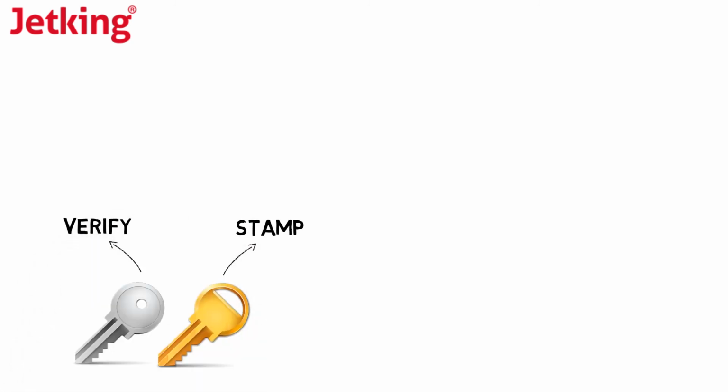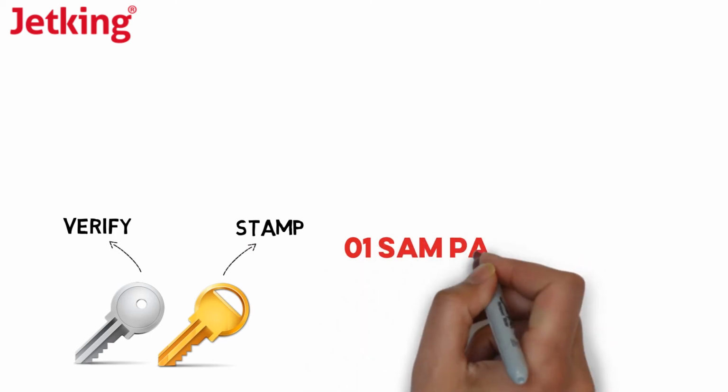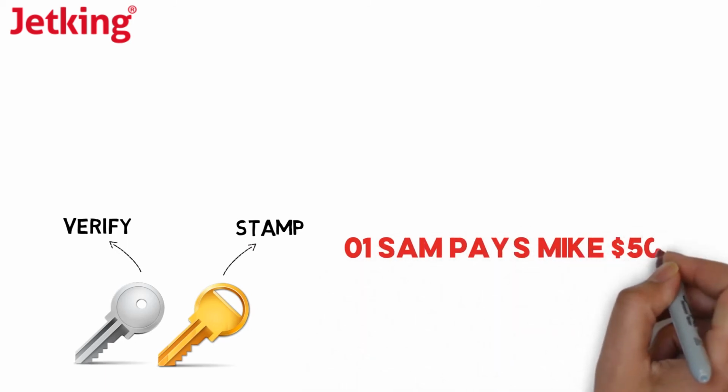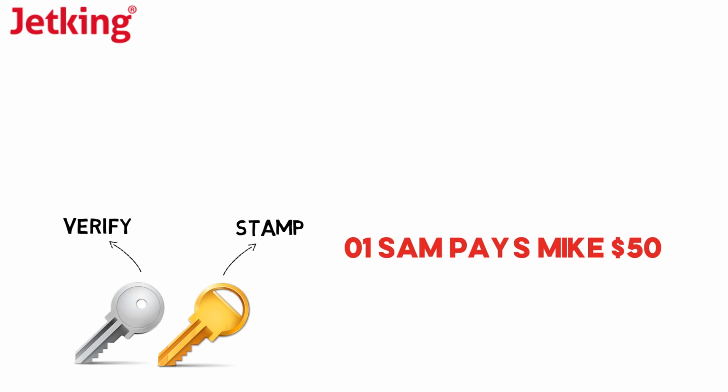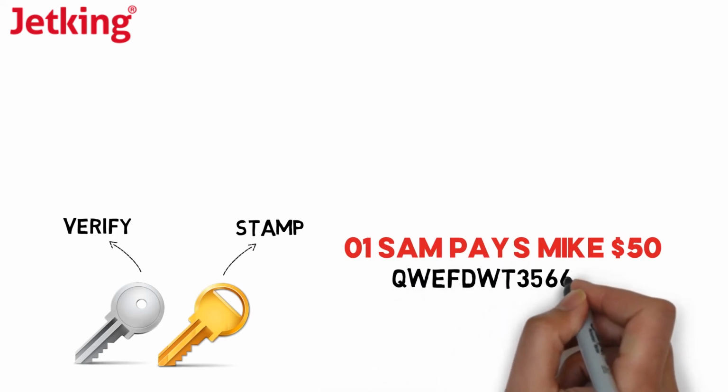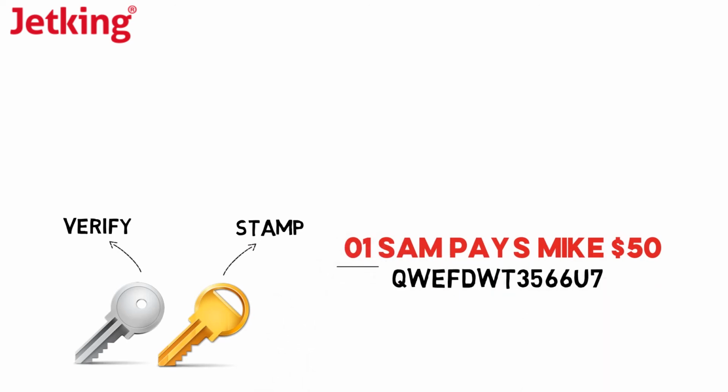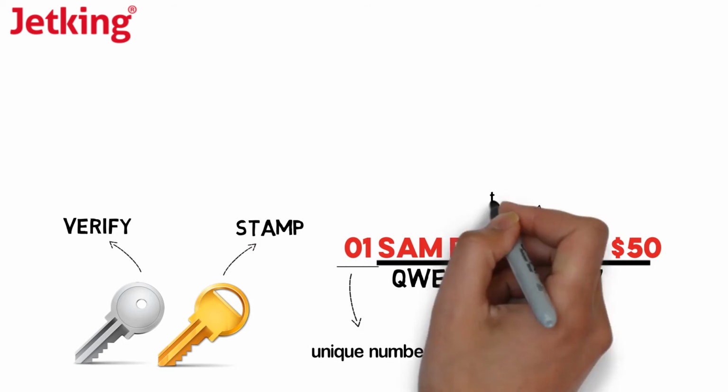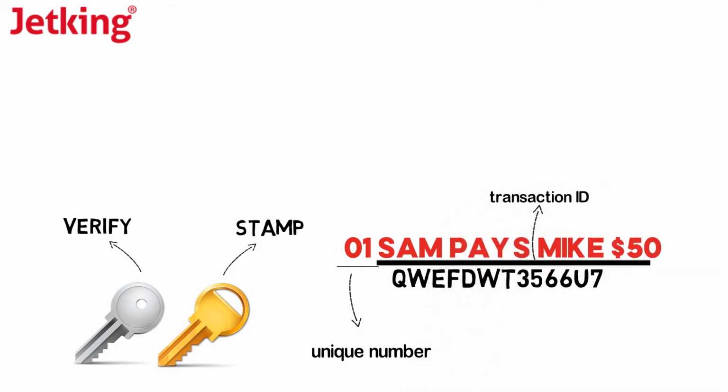So it's a little confusing, but let's end with an example. In this example, your name is Sam. So we write to the blockchain 01 Sam pays Mike $50. And then we stamp it with our private key. So let's break this down. The first number is a unique number. Now there is a very specific purpose for this, but I'll explain that in a bit. The second part is the actual transaction, saying that you are Sam, and you're paying Mike's account $50.